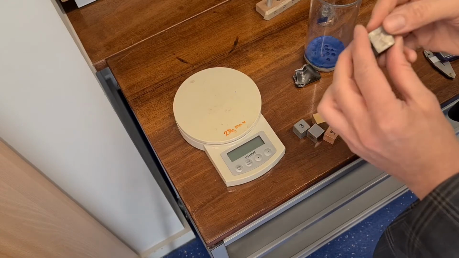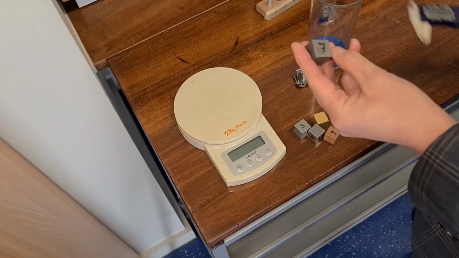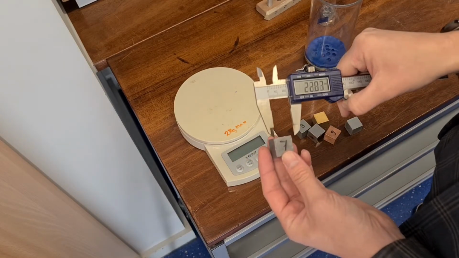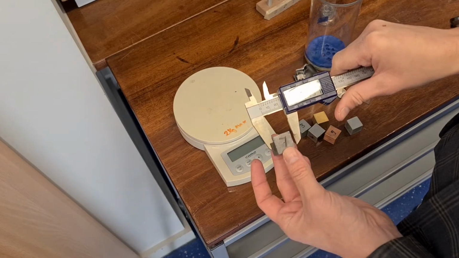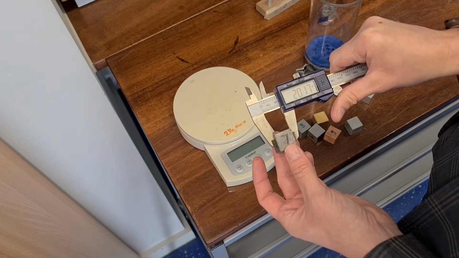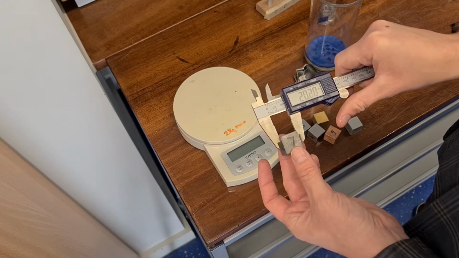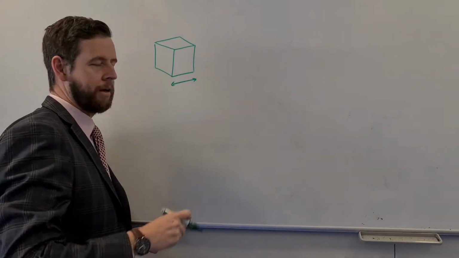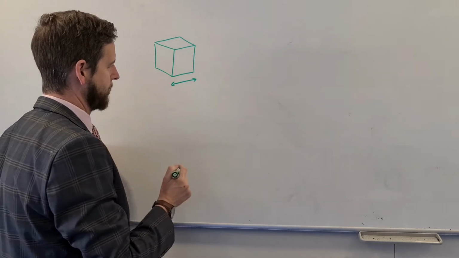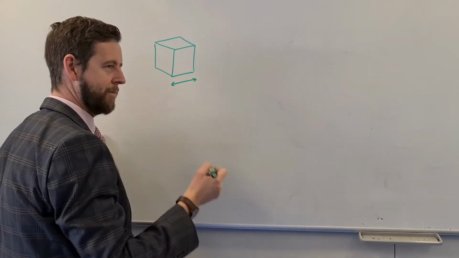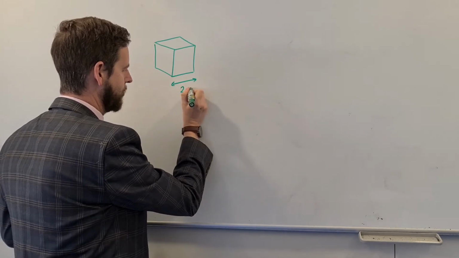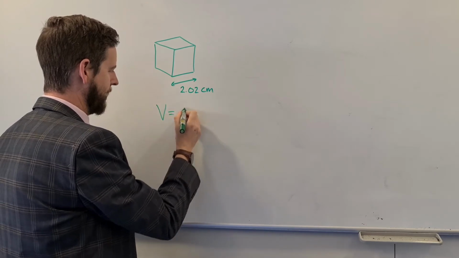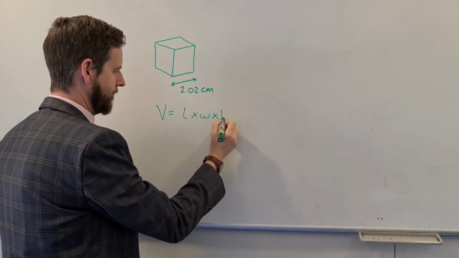So first up, I'm interested in this. I want to know how big this is. So I'm going to use this digital vernier caliper to work out exactly how large this is. And in millimeters, it's 20.20 millimeters. Now if I'm trying to find the volume of this little cube, and one of the side lengths is 20.20 millimeters, then I know that's 2.02 centimeters. The volume of the cube is length times width times height.